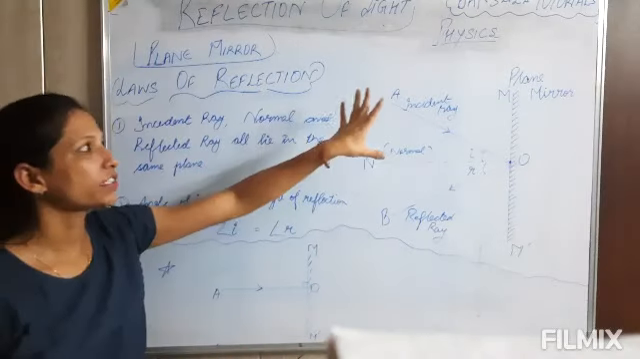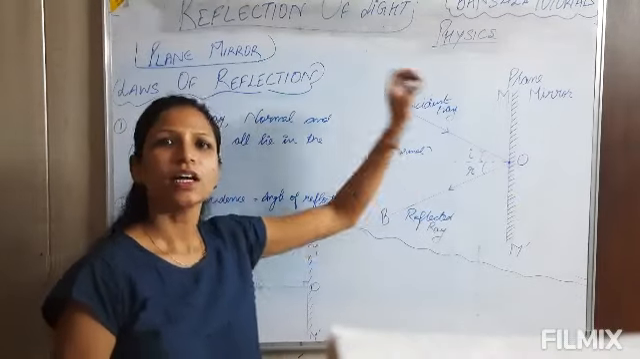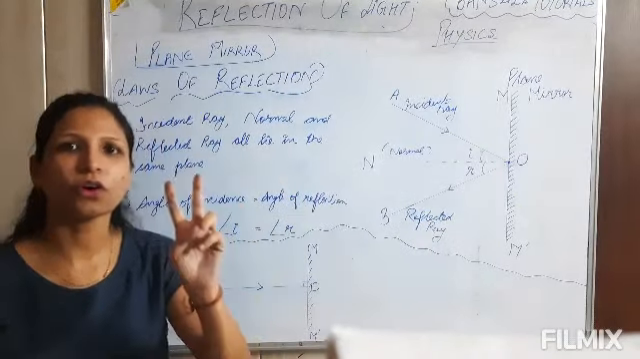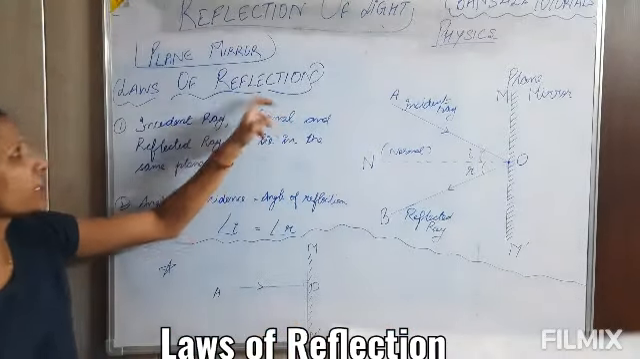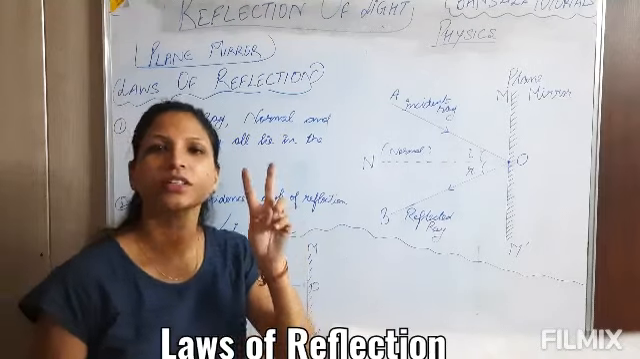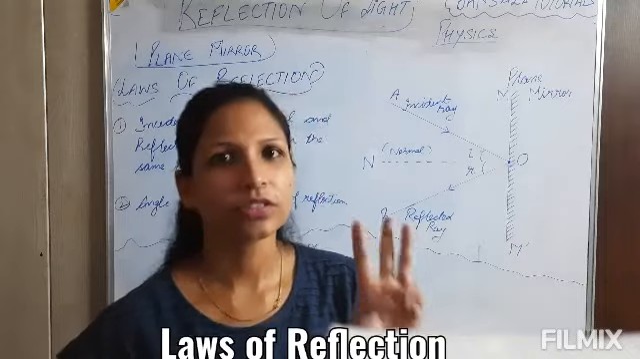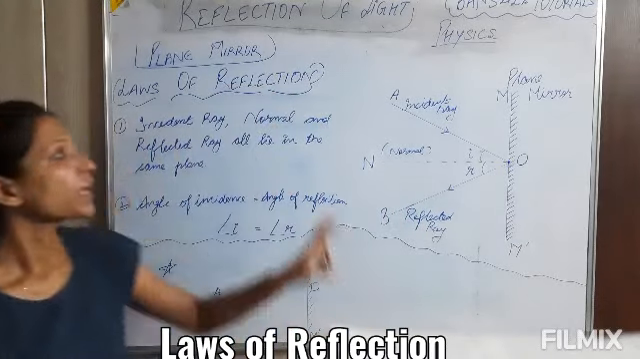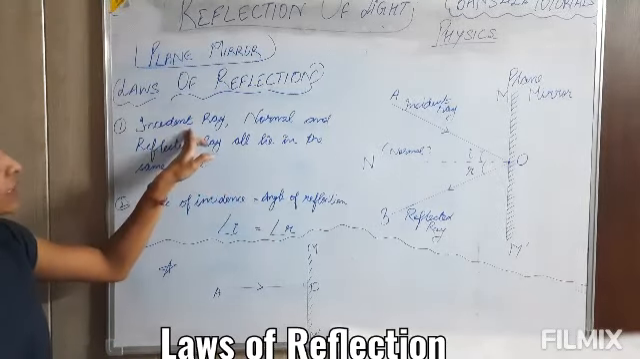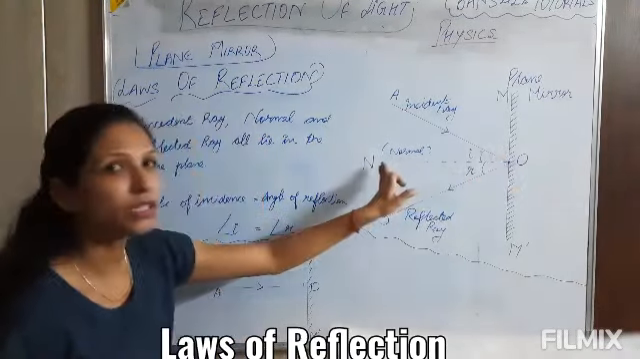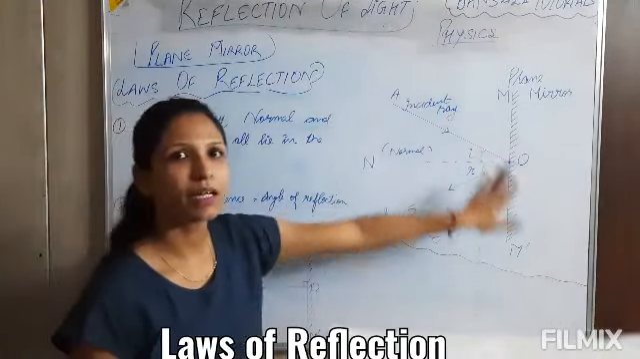So whenever there is reflection of light on plane mirror or on spherical mirrors, reflection of light always follows some rules. There are two rules, two laws of reflection. Remember, there are two laws of reflection, and this is a very important topic in your chapter. ये आपके 2 और 3 marks में जरूर आ सकता है. So what are the two laws of reflection? First one is the incident ray, the normal, and the reflected ray. They all lie in the same plane.